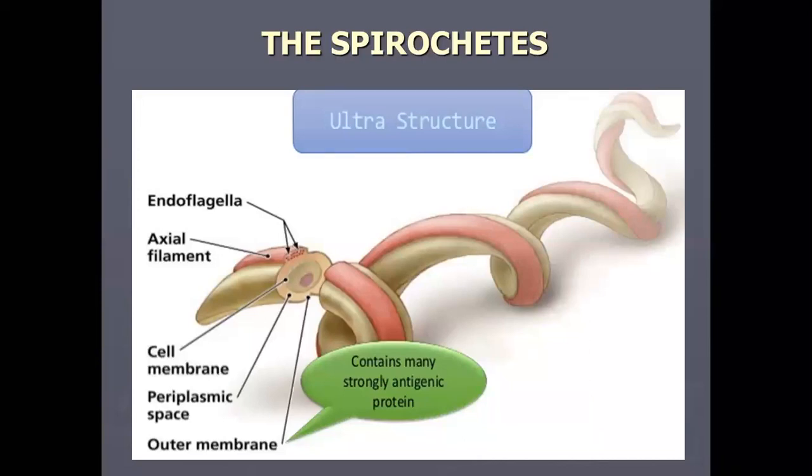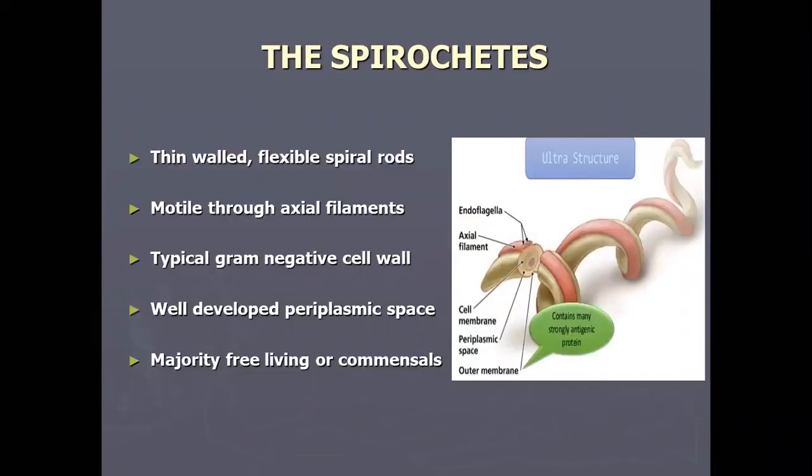the spirochetal structure. Now, if you look at the properties of these spirochetes, as you have seen, they are thin-walled, flexible spiral rods, and that makes sense because the spiral can only be made with the help of the thin wall. If the organism is rigid and has a thick cell wall, it cannot be in the form of coils. So the flexibility is because of the thin wall of the cell, and they are motile with the help of axial filaments, what we call the endoflagella.